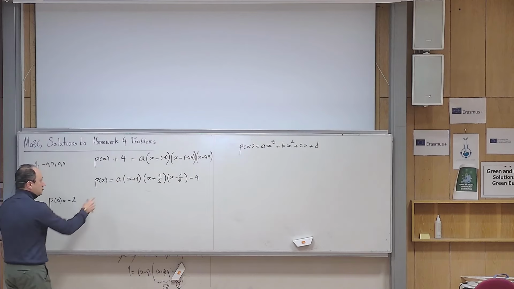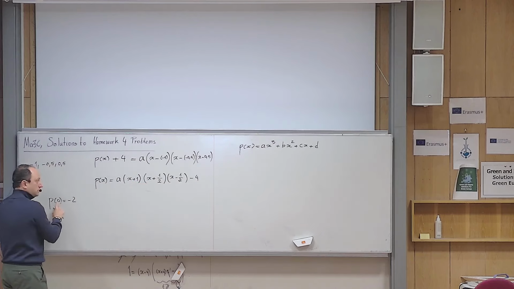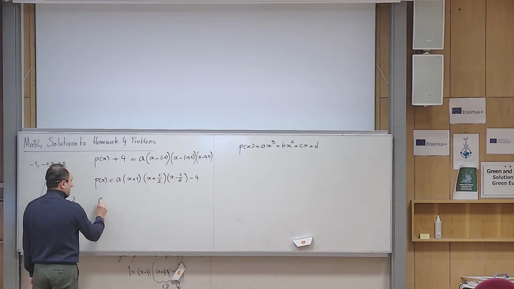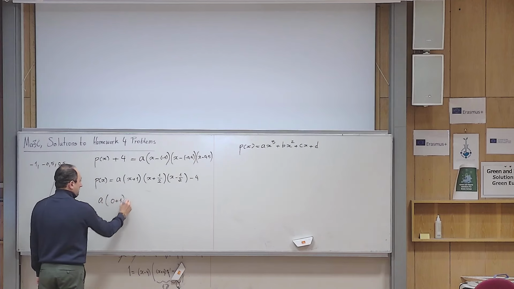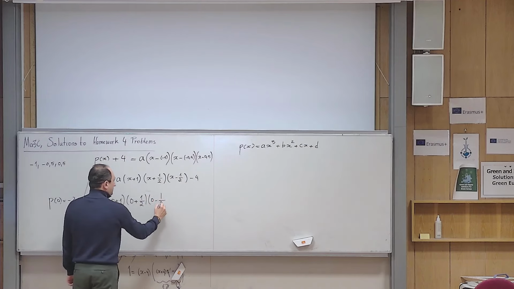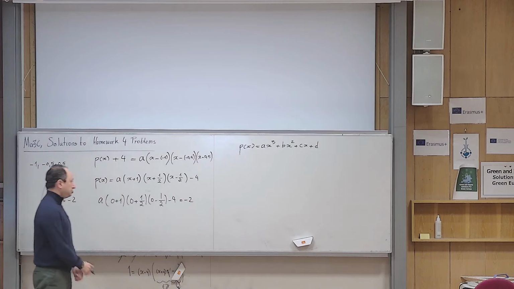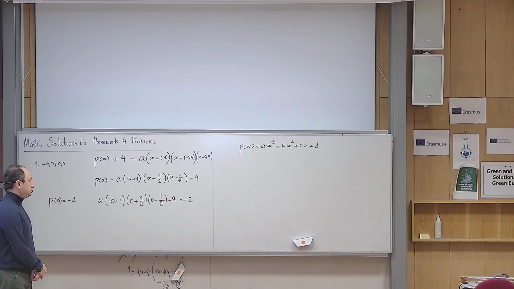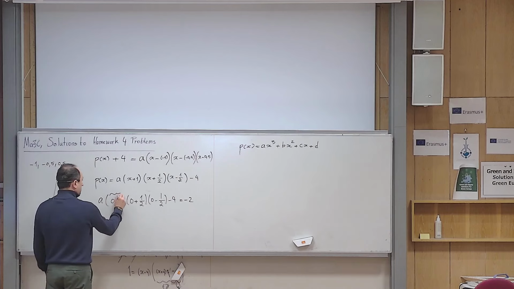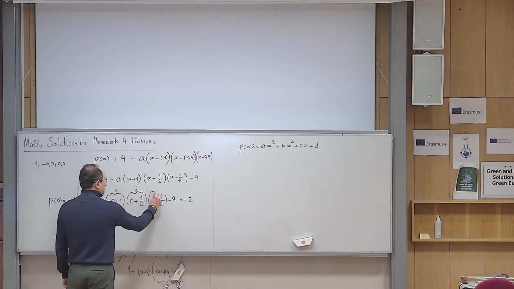So what does it mean? It means that if you go to p, replace every x with 0, the output is supposed to be minus 2. So let us do that. a times 0 plus 1, 0 plus 1 half, 0 minus 1 half, minus 4. This is supposed to be minus 2. Let us solve the problem now. This is just simply 1. This is just simply 1 half. This is just simply minus a half.